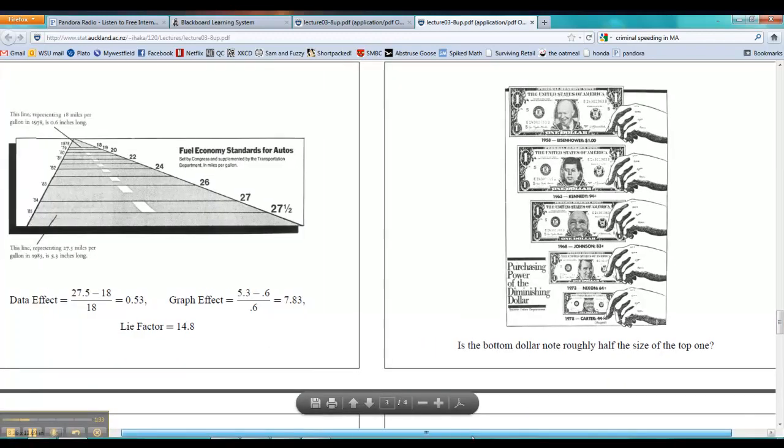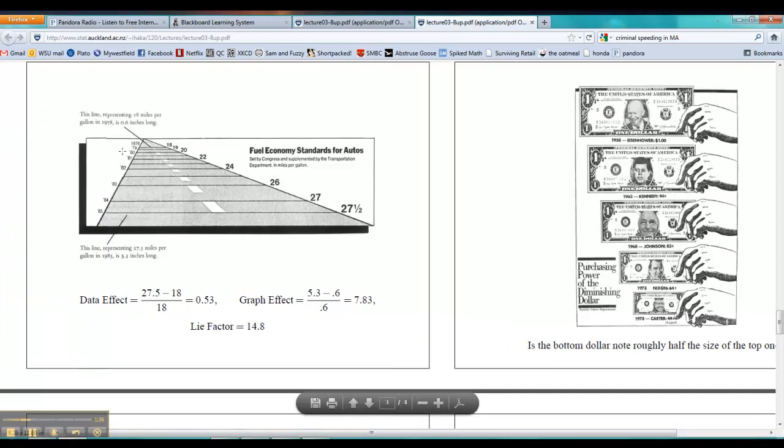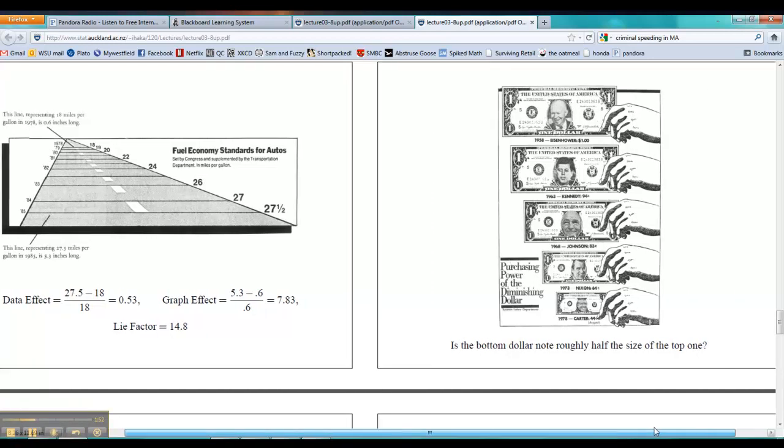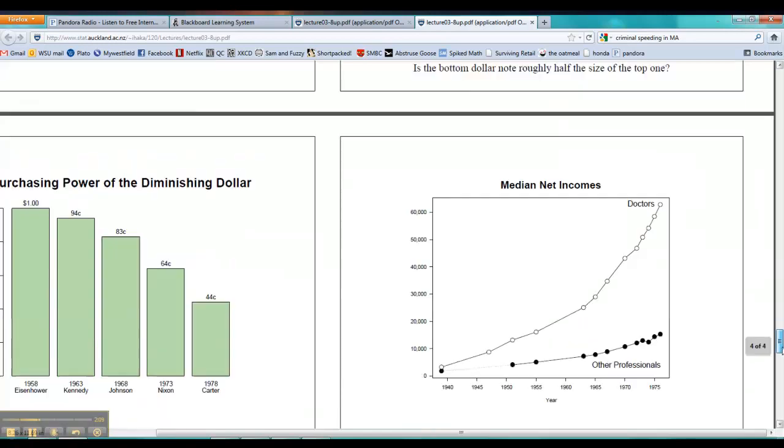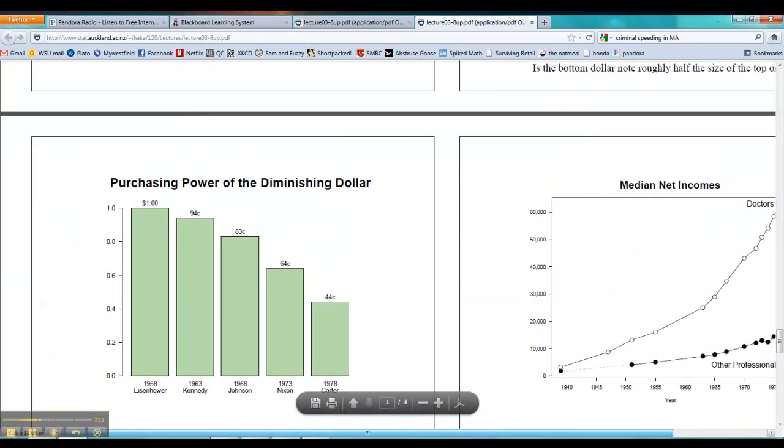You have a similar example to this one in your textbook because they use the kind of two-point perspective or horizon fading art perspective here. It completely skews the scale. So again, not exactly a good graph. Is the bottom dollar note roughly half the size of the top one? No, it's scaled down completely too small. It's not roughly half the size. It's another bad graph, but we can make a better graph from that.